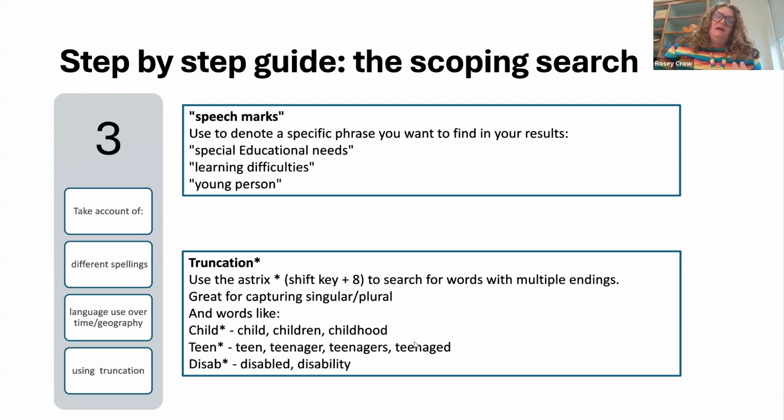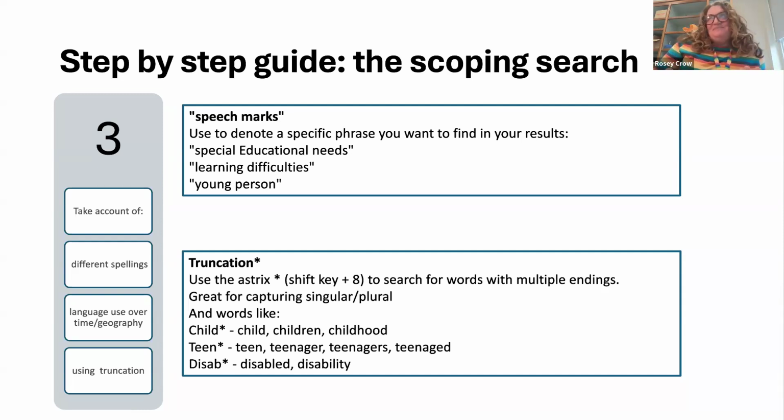So this is the shift key plus number 8 on your keyboard if you're using a QWERTY keyboard. And this gives you the power to search for multiple endings to a word without having to type out that list of synonyms. So for example, child with a truncation gives you articles that refer to child, children, childhood.